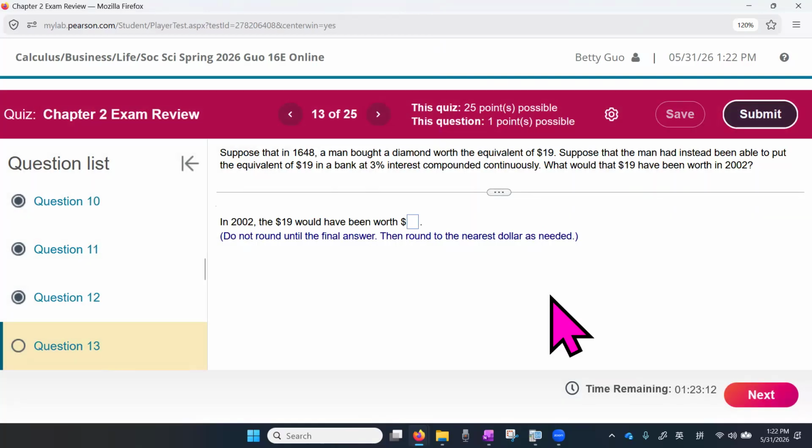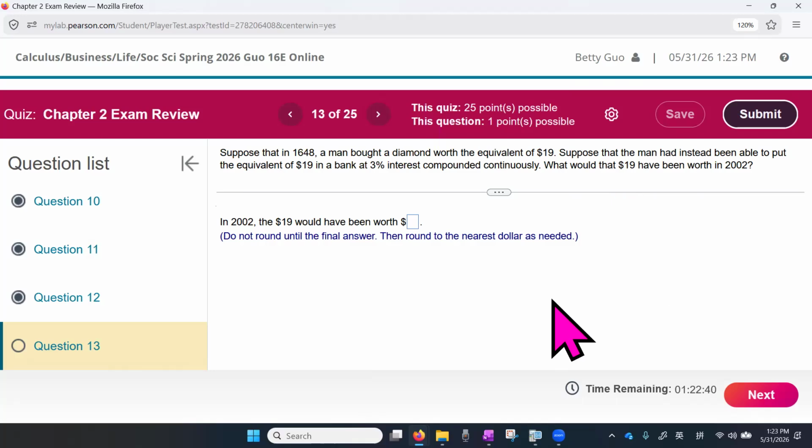Question number 13. Suppose that in 1648, a man bought a diamond worth the equivalent of $19. Suppose that the man had instead been able to put the equivalent of $19 in a bank at 3% interest compounded continuously. What would that $19 have been worth in 2002?